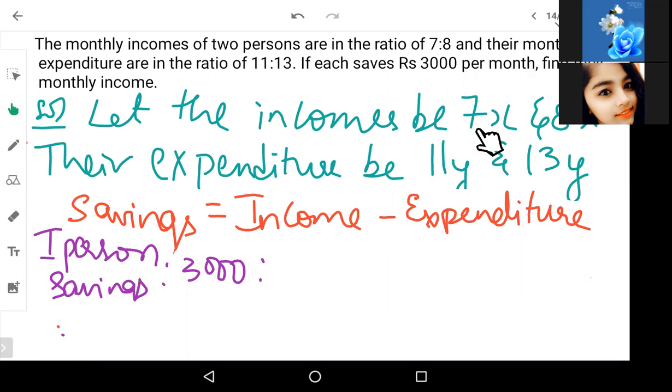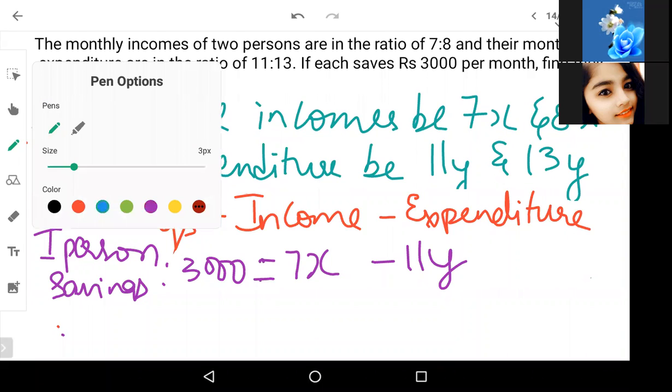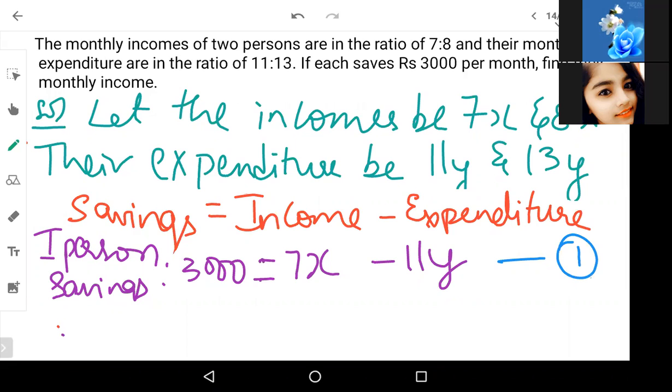7x. What is the income of the second person? 8x. Expenditure of first person is 11y, expenditure of second person is 13y. So income of the first person is 7x. Expenditure of the first person is 11y. Are you all able to follow? Good. So 3000 is the savings, 7x is the income, 11y is the expenditure. So here we got one equation. Let us say that as equation number 1.